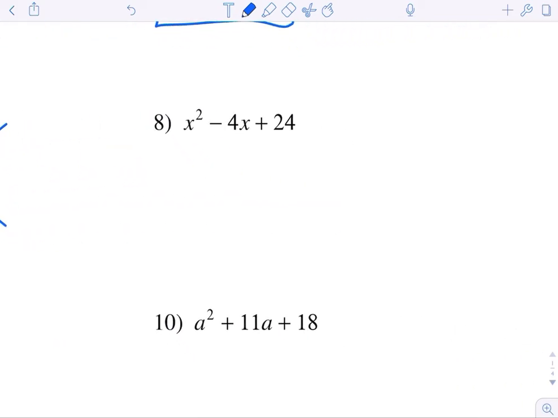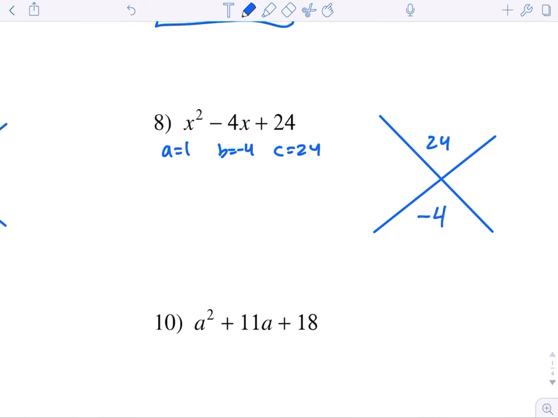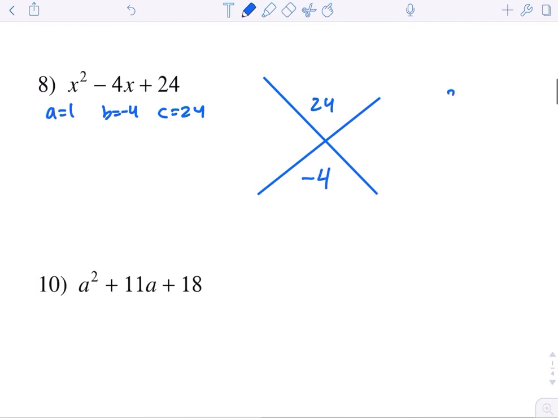Okay, here we go. a is equal to 1, b is equal to -4, and c is equal to 24. On top, it's a times c, so that's 24. And on the bottom, it's -4, because that's your b value. Now, for this one, if you look at all the factors of 24, you're going to realize there is nothing that you can do where two things multiply to 24 but added gives you -4. There is no such thing, so this is not factorable.